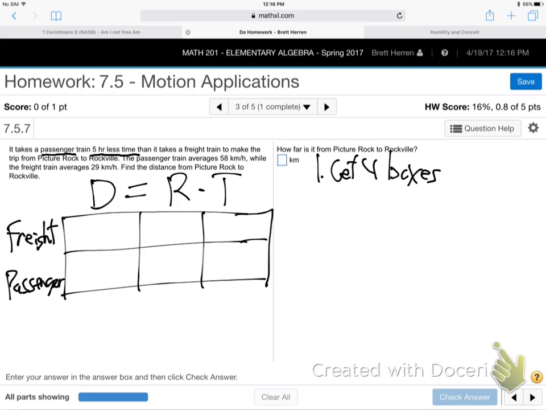Passenger train. Oh, I put the passenger on the bottom. So the X minus 5 will have to go there. That's the time, isn't it? That's time. And the other one's X. Does that make sense on that?